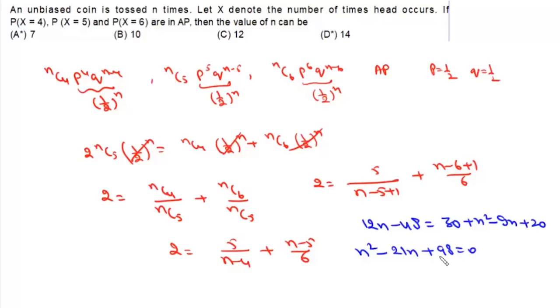Now this is 14 into 7 and 14 plus 7. So if we solve this, we'll get value of n as either 7 or 14. And that's your options A and D.